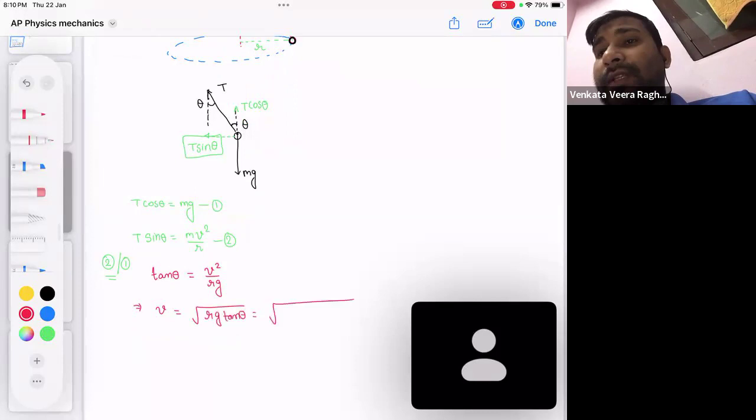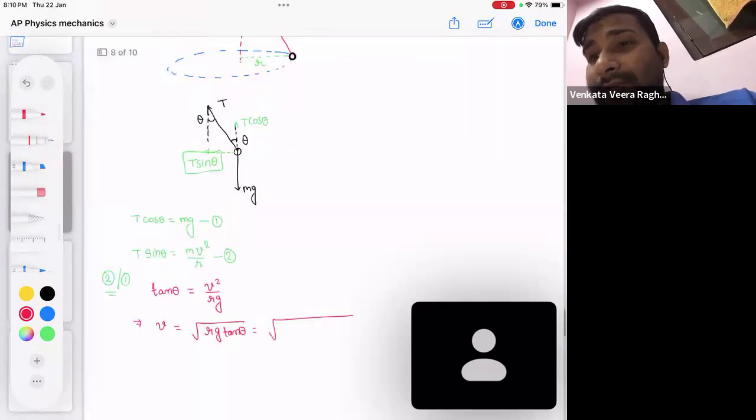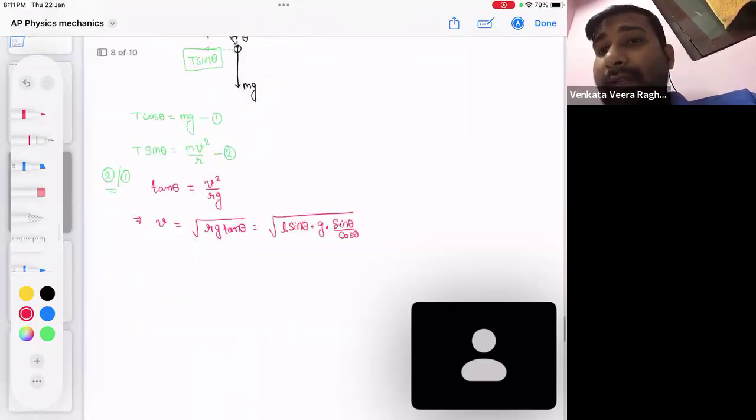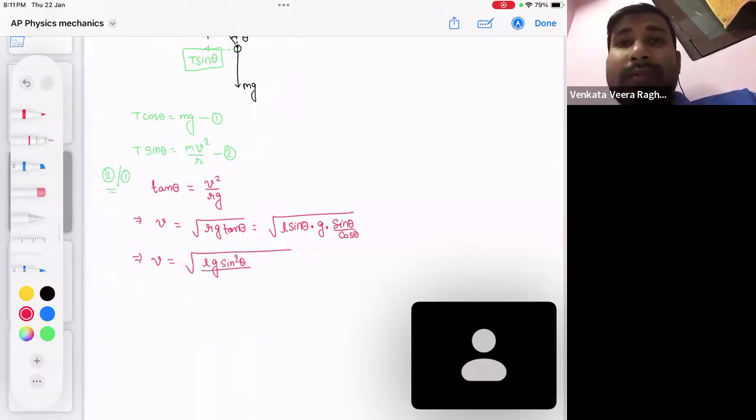So under root of, and what is the radius we have calculated? The radius we have calculated as L sine theta. Into g into tan theta. Tan theta is also equal to sine theta by cos theta. Understood? So what is the velocity of the particle we are getting? Under root of L g sine square theta by cos theta. So this is what is called the velocity of this conical pendulum. Understood?